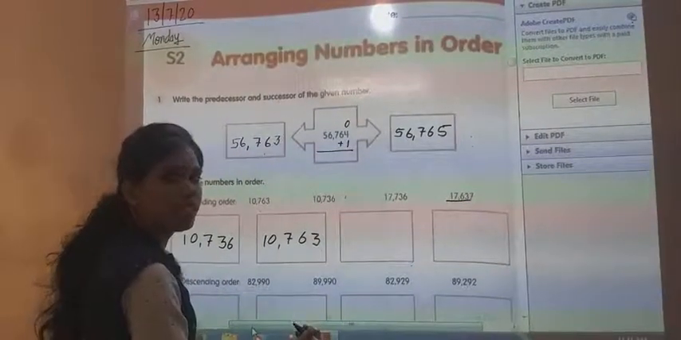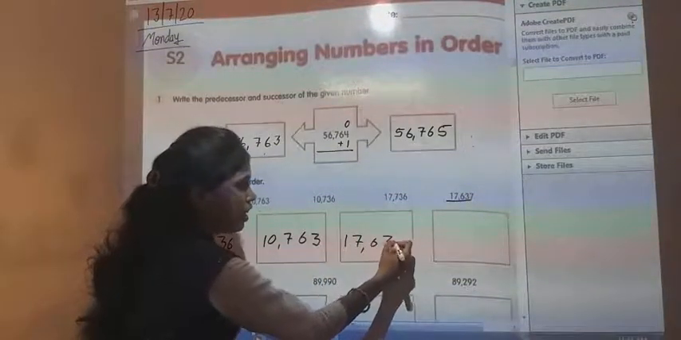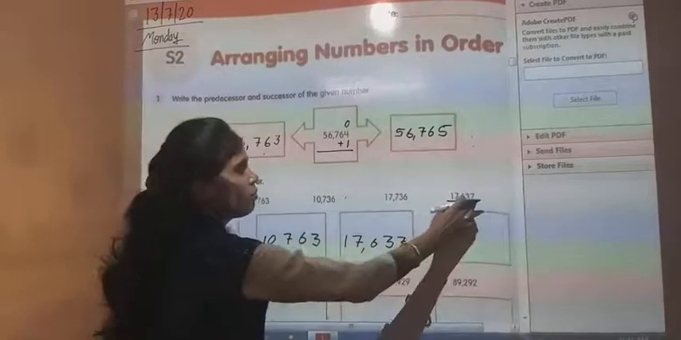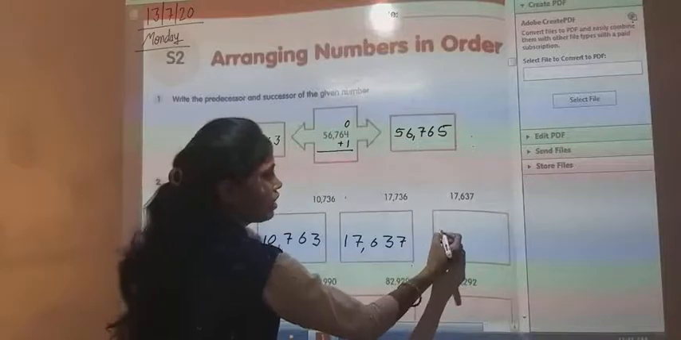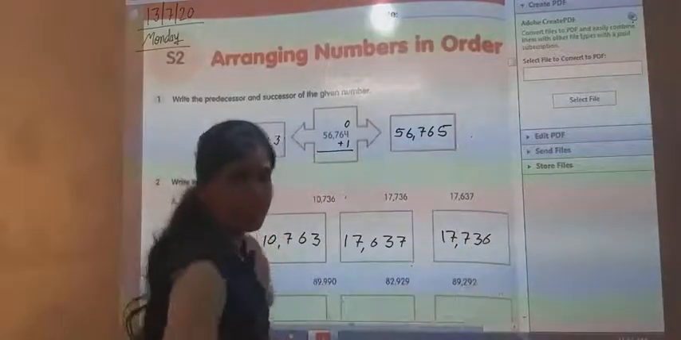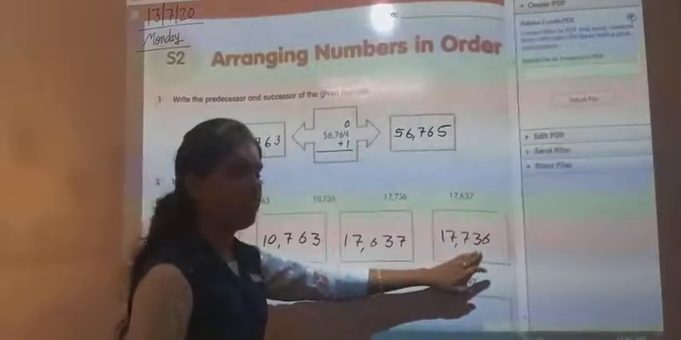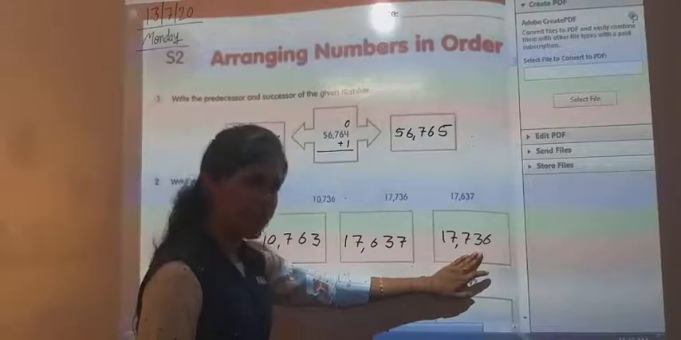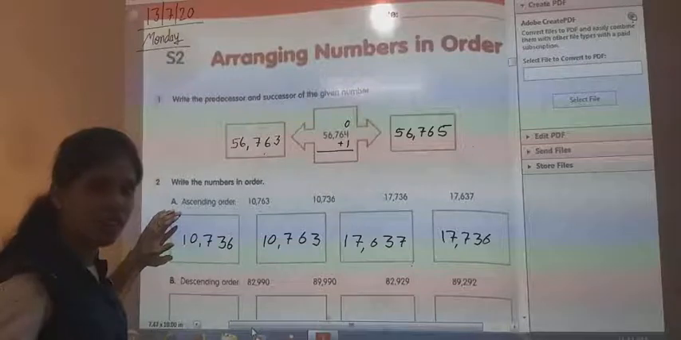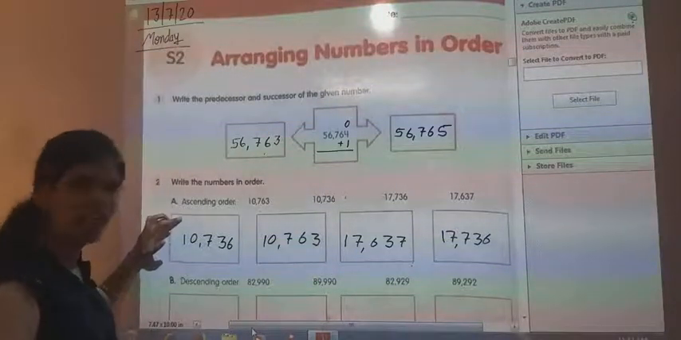What number is it? Yes, 17,637. Okay, students, and the next number will come. Next number is 17,736. This is ascending order. Okay. So students, is everyone clear? Ascending order.